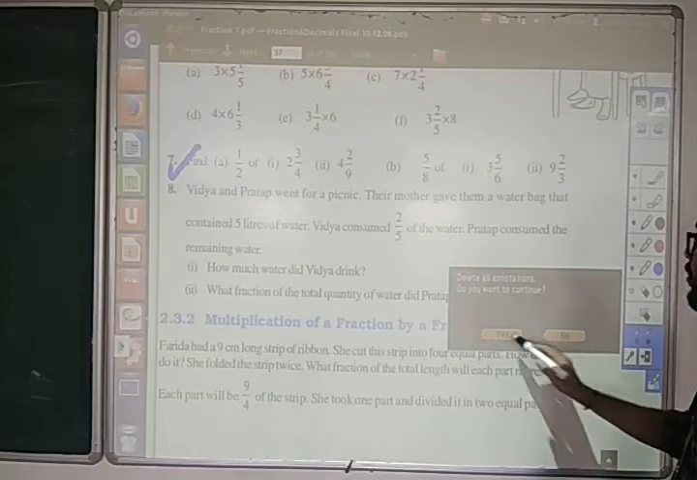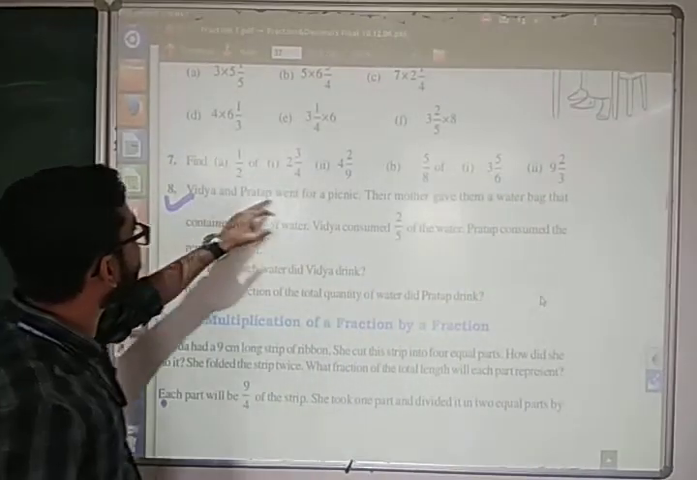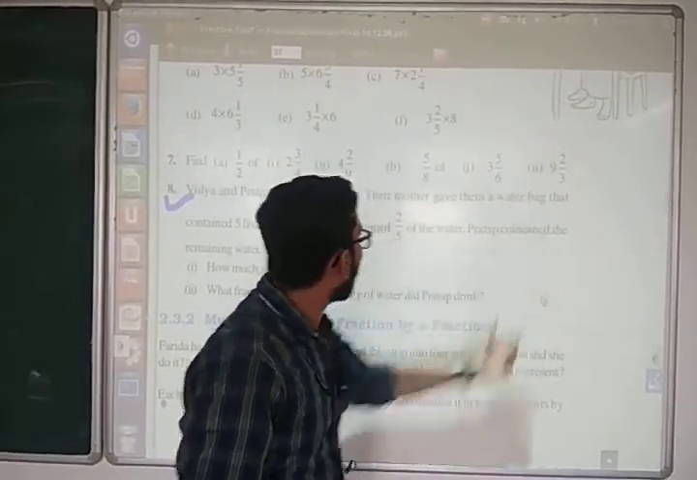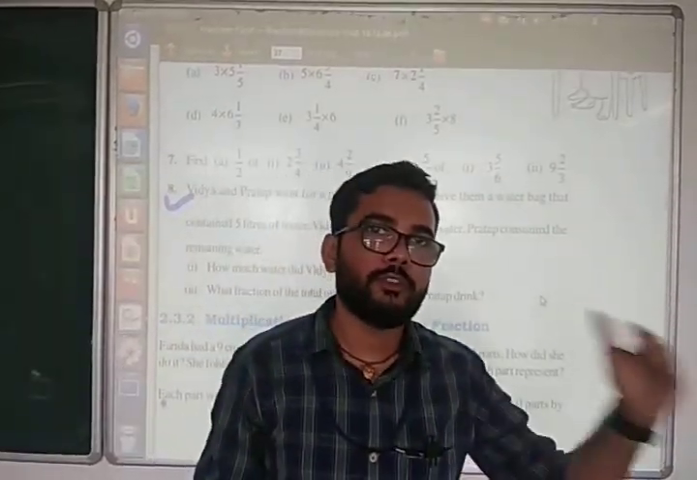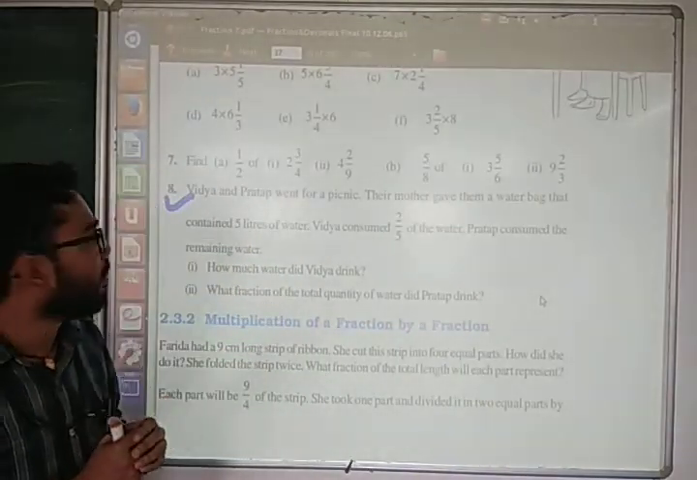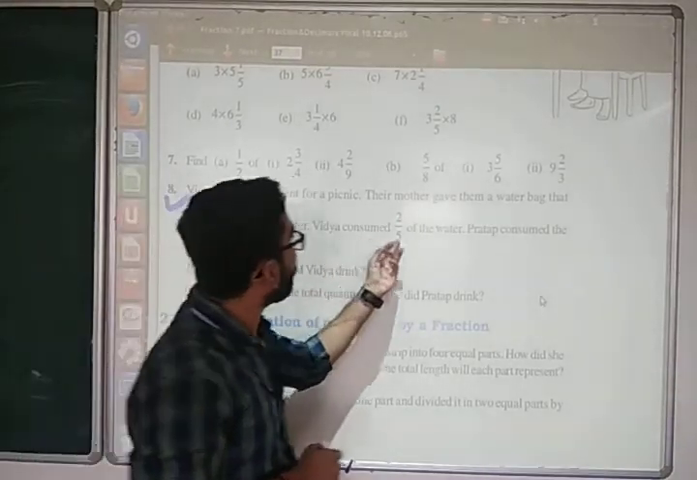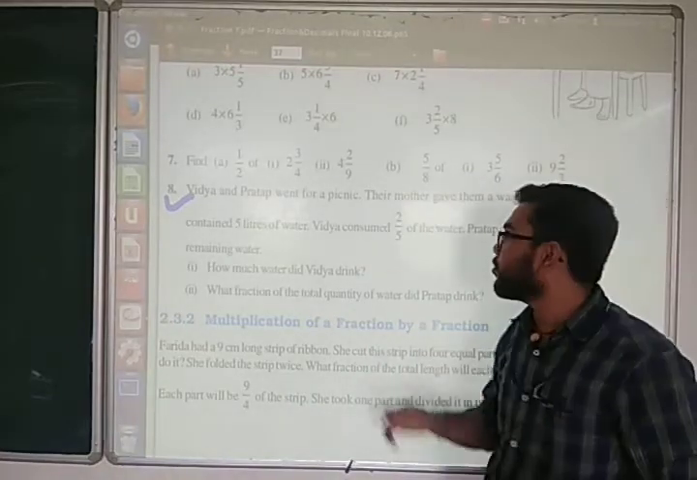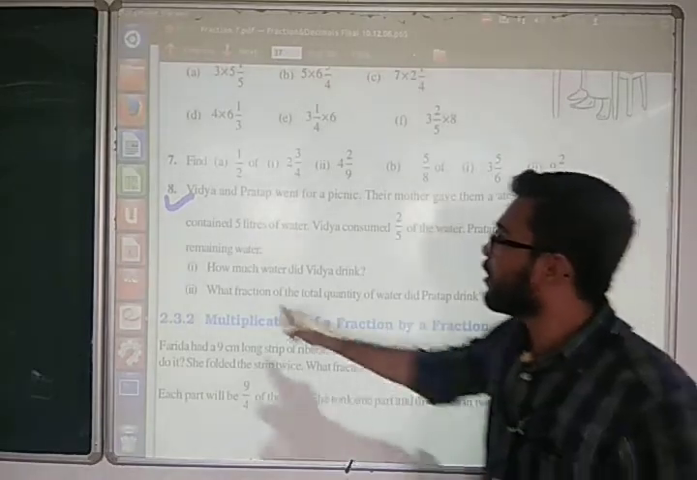Next question is very important. Question number 8. Vidya and Pratap went for a picnic. Their mother gave them a water bag that contained 5 liters of water. Okay, out of 5 liters, Vidya consumed 2 upon 5 of the water. Pratap consumed the remaining water.